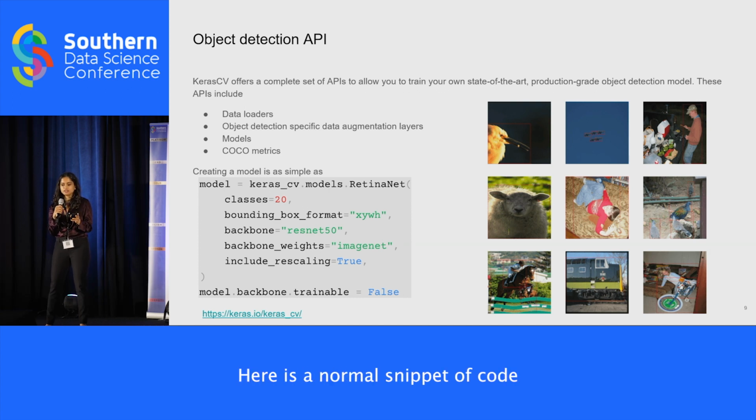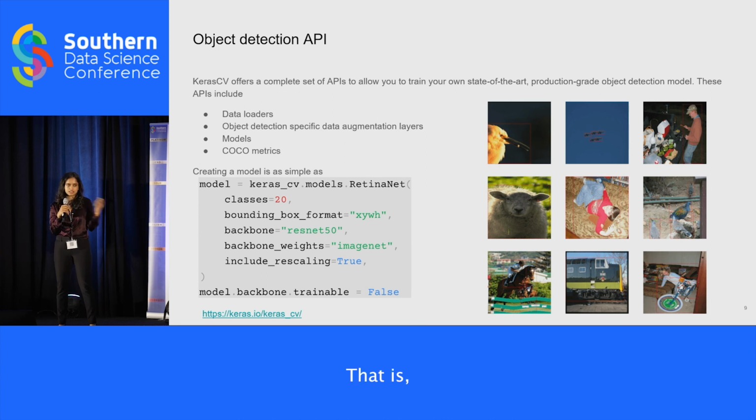Here is a small snippet of code to showcase how to instantiate a RetinaNet model using Keras CV. So you decide what model you want to use, for example, here, RetinaNet. Define how many classes you want to classify. Specify the bounding box format of your data, what backbone you want to use, and what weights you want to initialize your model with. Do you want to rescale your inputs? That is, if you want to use it from 0 to 1 or 0 to 255, set it to true or false, and then there you have it. You have your RetinaNet model in just a few lines of code.